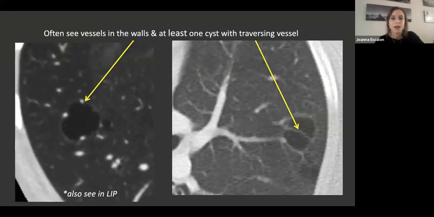Are there any helpful characteristics to these cysts? Well, usually there's vessels in the walls of some cysts, but we also saw that in LIP. Remember, I said that they can be perivascular. But one identifying feature that has been pointed out in light chain is that at least one cyst has a traversing vessel through it. So something to keep an eye out for that might lean you in this direction.